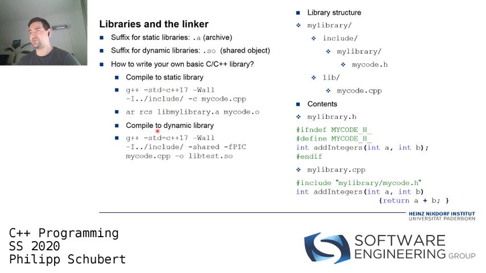If you need to produce a dynamic library, you call your compiler, you give it a bunch of sources, and you use the flag -shared in order to tell the compiler, hey, please make a shared object library. And also you need the -fPIC flag, which means position independent code. Because shared object libraries need to be compiled position independently, because you don't know at runtime where in memory they will be loaded when you need them.